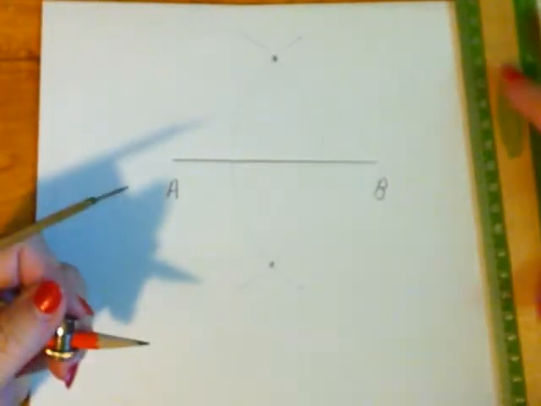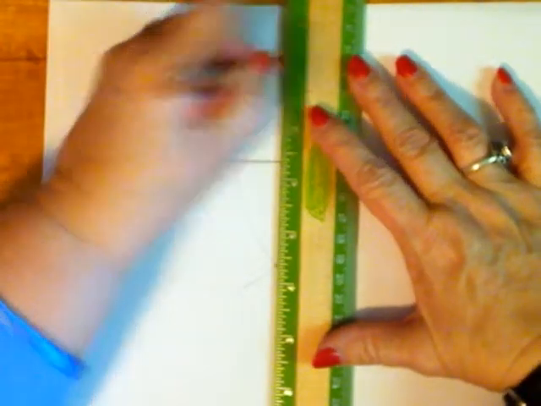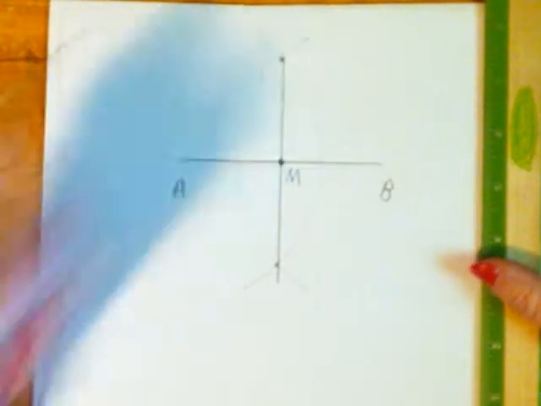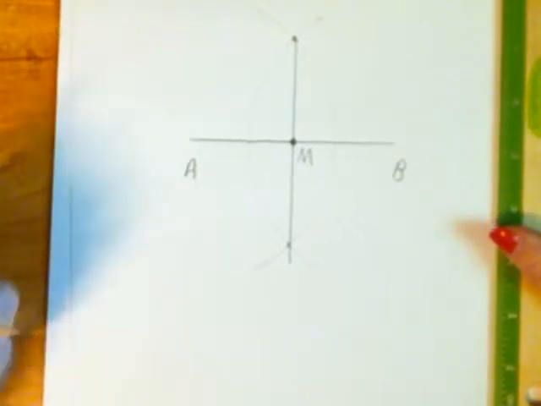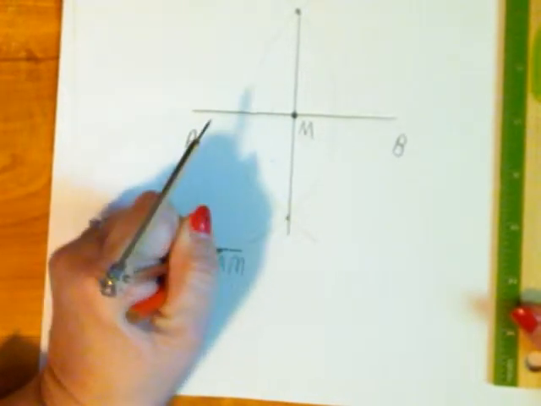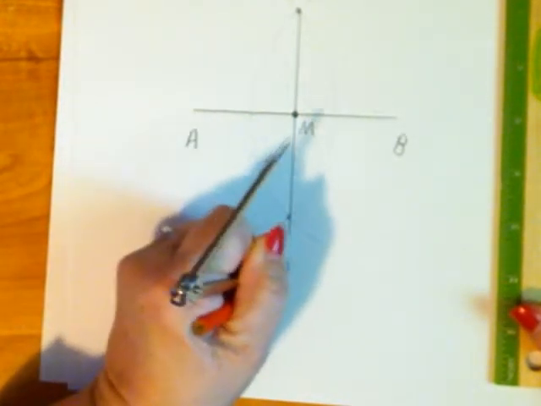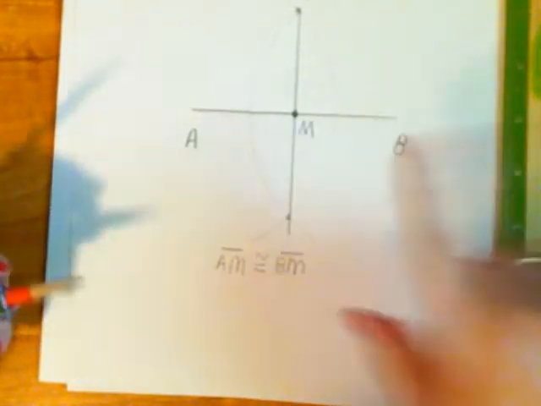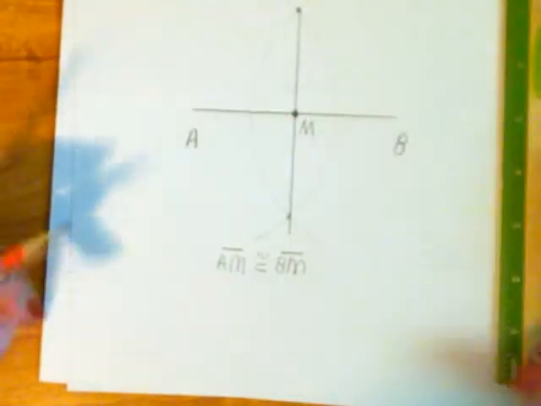Now if I connect those two points, then where that line crosses my original segment will give me the midpoint of that segment. If I wanted to write a congruence statement related to that, I know that segment AM would be congruent to BM or MB, either one, because M is the midpoint. So that midpoint cuts that into two congruent segments.